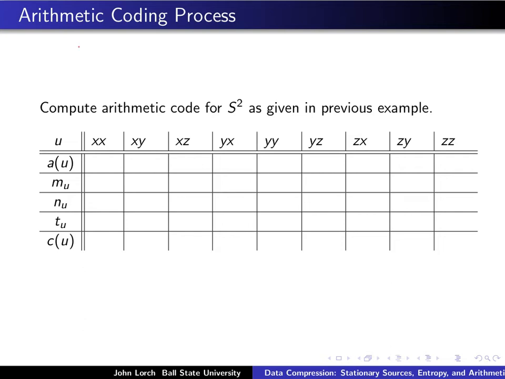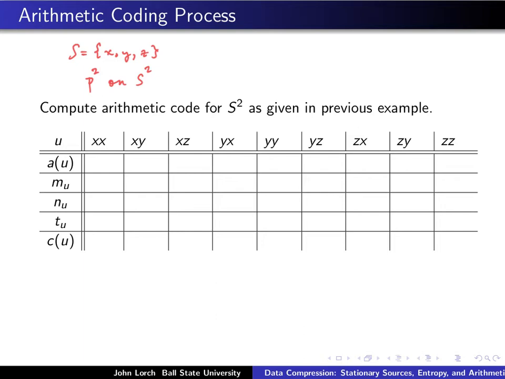So remember, in our previous example, we had this simple 3-letter alphabet X, Y, Z. And we were also given a probability distribution P2 on strings of length 2. Now I'm not going to repeat that probability distribution here. If you need to see it again, you can always pause the video and go back to look at it. Okay, so in this table we have gathered all of the ingredients that we need for our arithmetic code.